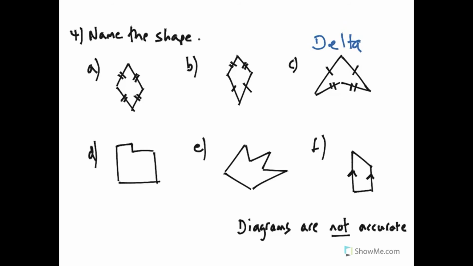D and E are about counting the sides. So let's do that now. I need to see how many sides there is on D. 1, 2, 3, 4, 5, 6. It's got 6 sides. So it's some kind of hexagon. You would be best saying irregular hexagon.